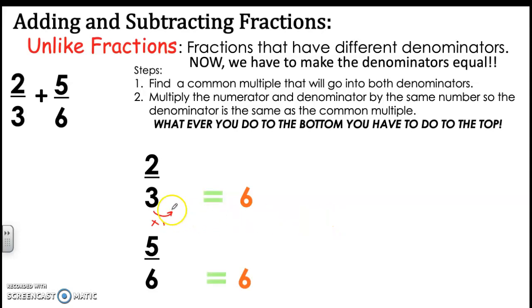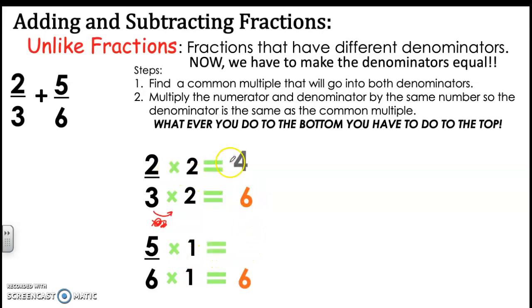So what do I do to the 3? It's not times 2 anymore. What do I do to a 3 to get a 6? I multiply by 2. But again, whatever I do on the bottom, I have to do on the top. So times 2 on the bottom, times 2 on the top. What about the second fraction? I don't have to do anything because the 6 is the 6. So technically times 1 on the bottom and times 1 on the top, which is basically the same fraction.